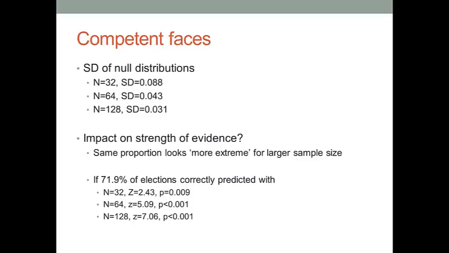the standardized statistic z would be 5.09. The p-value would be less than 0.001. And if the sample size was 128, that standardized statistic would go all the way up to 7.